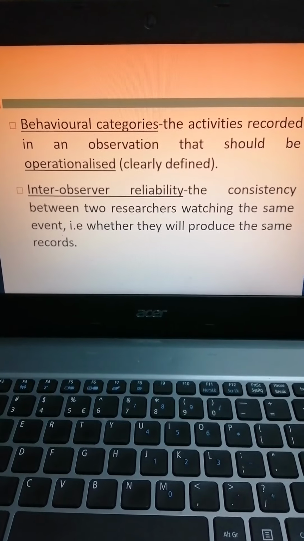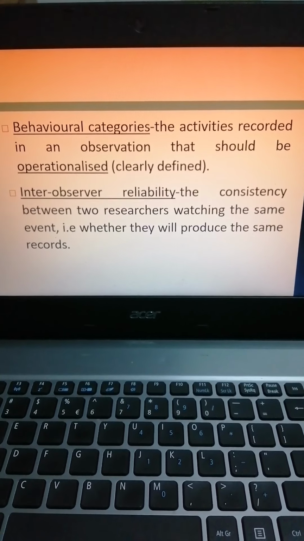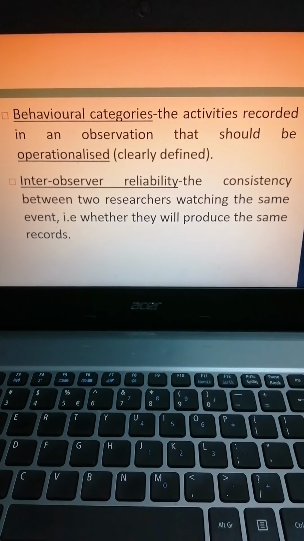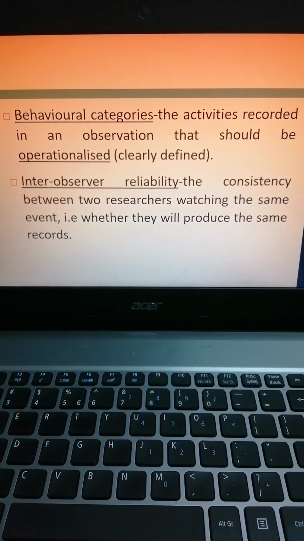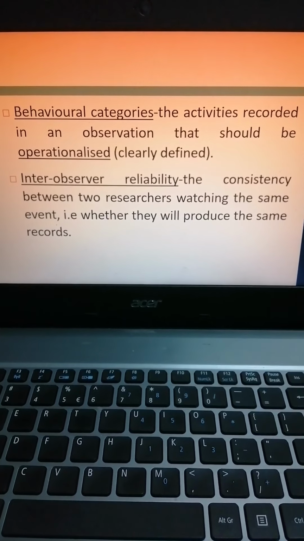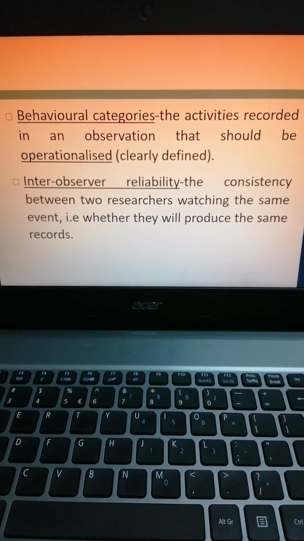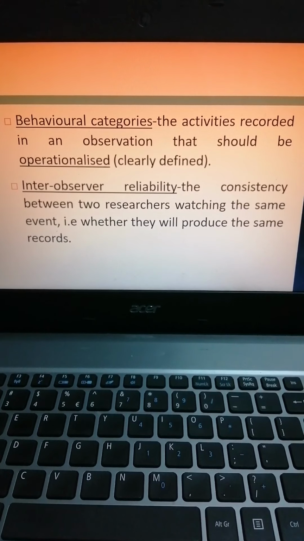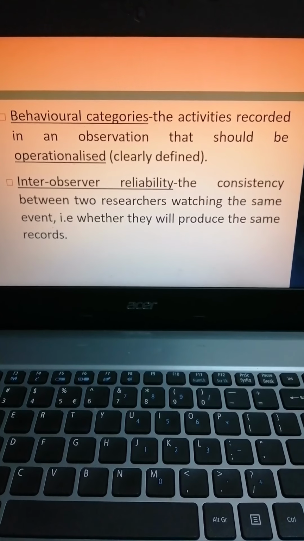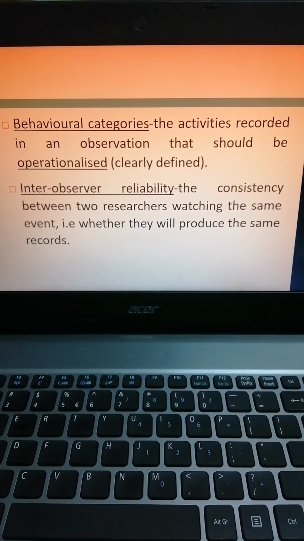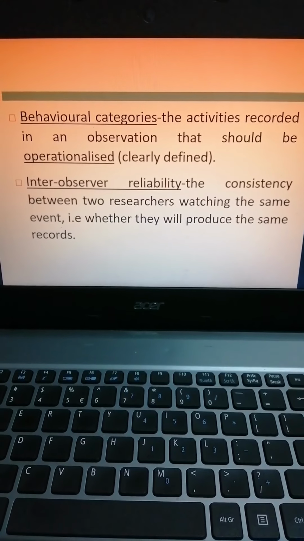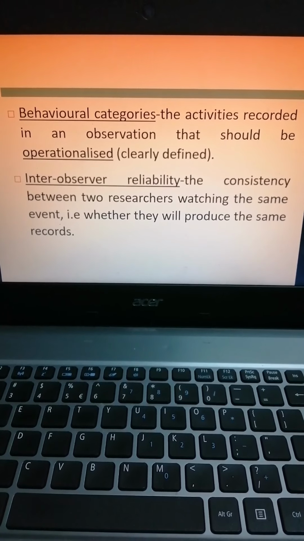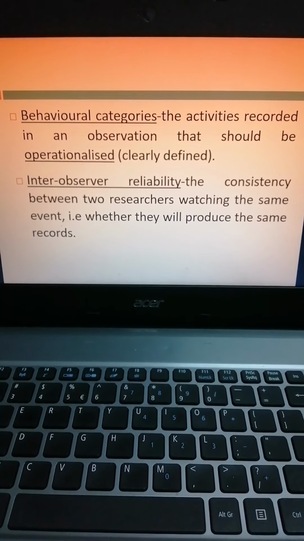When conducting an observational study, it's very important for the researchers or the observers to come up with behavioral categories. This is related to the activities that should be recorded by the observers, or that should be operationalized, which means clearly defined. In other words, the researcher or the observer should have a list of behaviors that they want to observe in advance before they conduct the study.